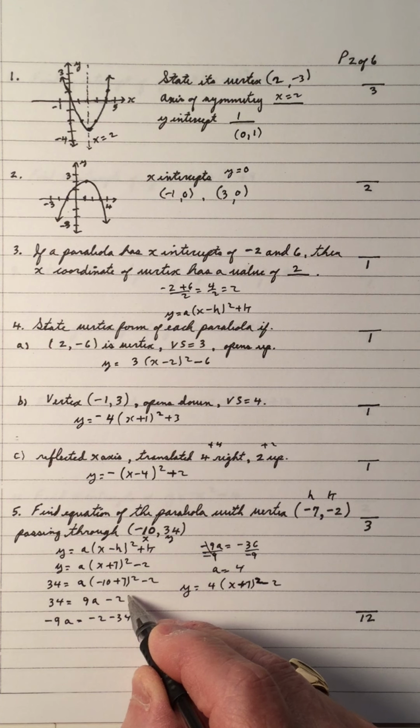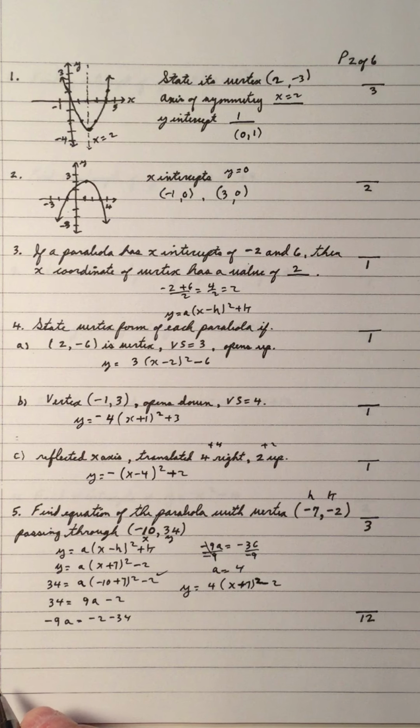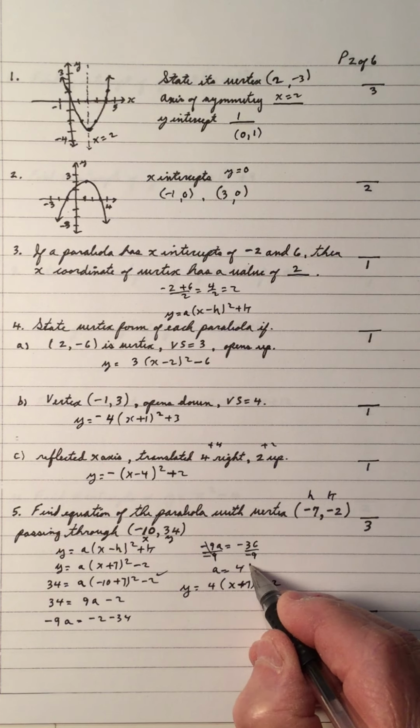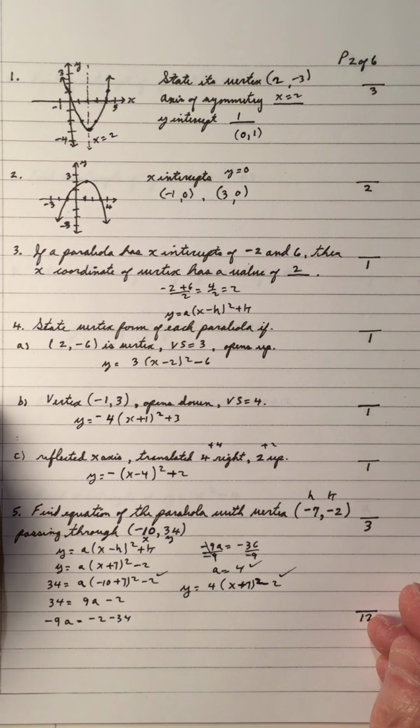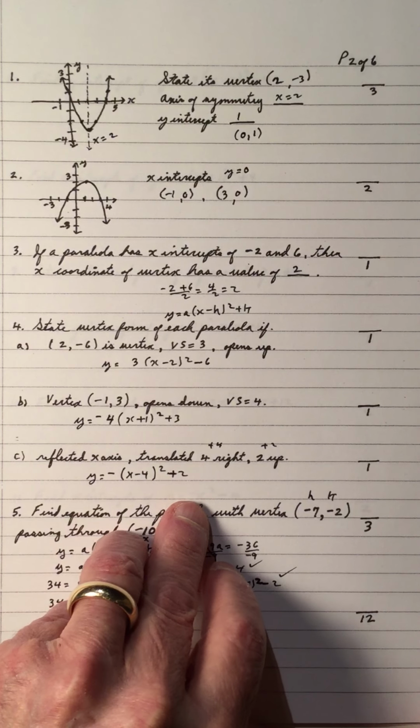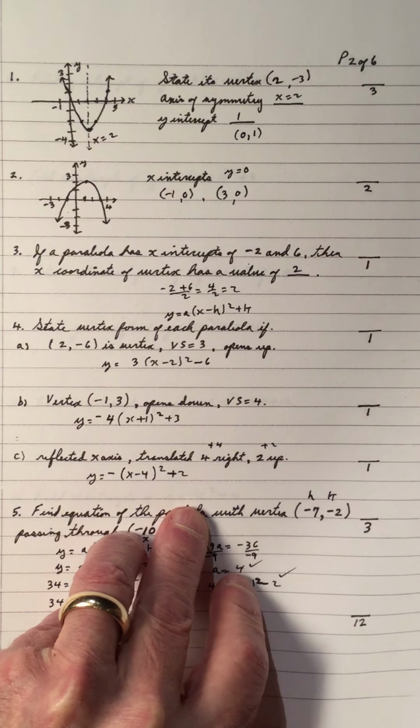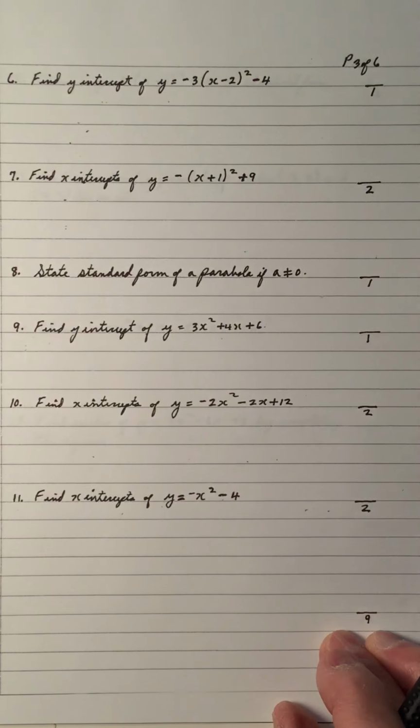Give yourself 3 marks. If you subbed these in and came up with this equation correctly, give yourself a mark. If you ended up with 4, you give yourself a mark. If you ended up with the equation, you give yourself 3 marks total. Add up the total on the page, and it's a 12. Hopefully everything is going okay.